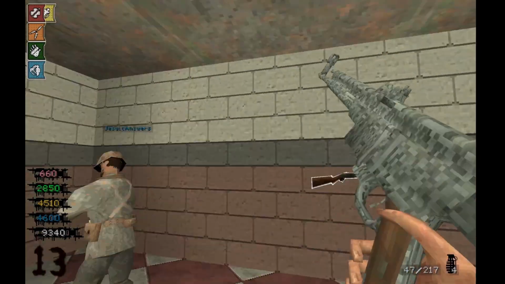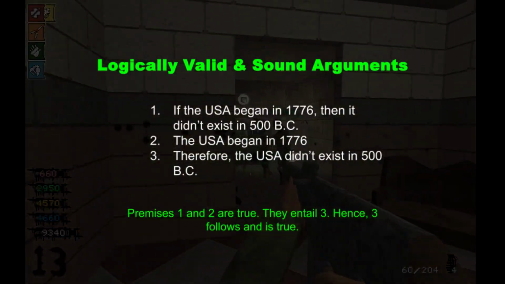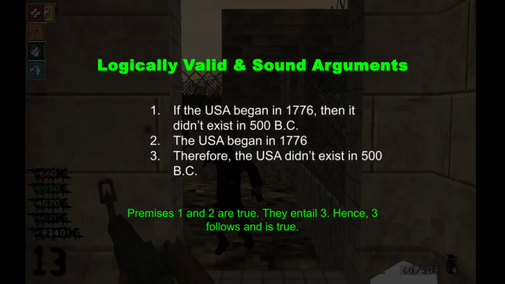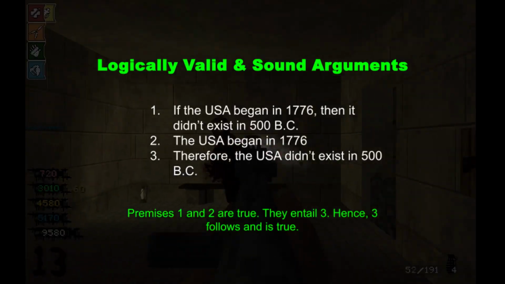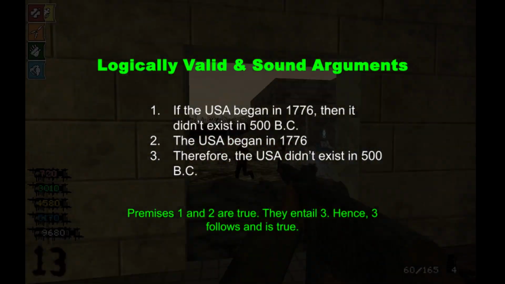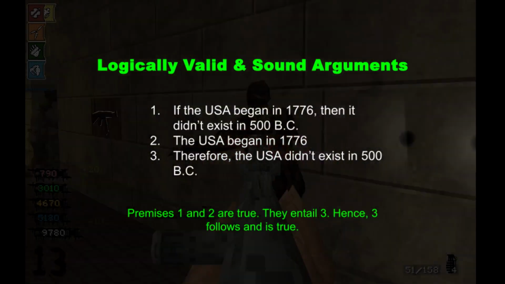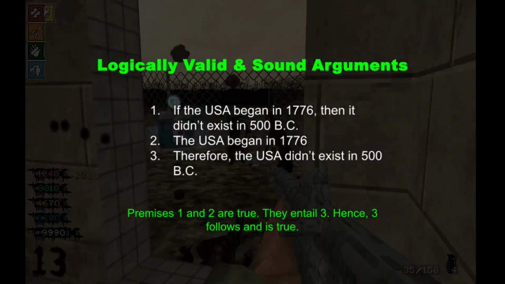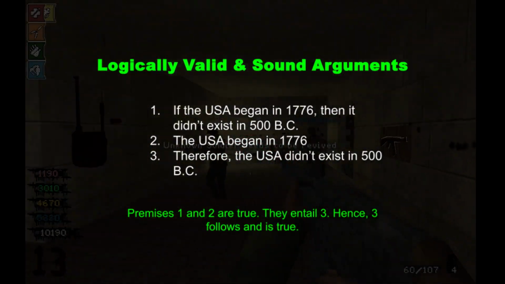Now, let's take an actually logically sound and logically valid argument. Premise one, if the USA began in 1776, then it didn't exist in 500 BC. Premise two, the USA began in 1776. Conclusion, therefore, the USA didn't exist in 500 BC. Now, premises one and two are true, and they entail three. Hence, three follows and is true. So, this is a logically sound argument, and it's also logically valid.